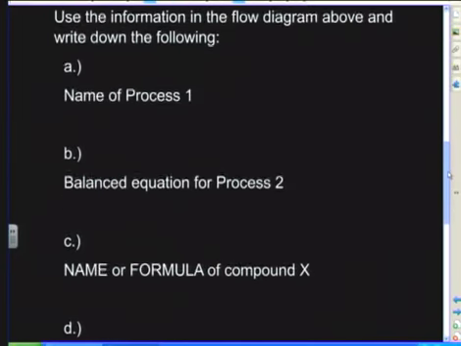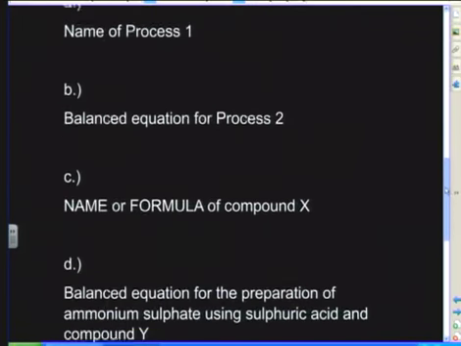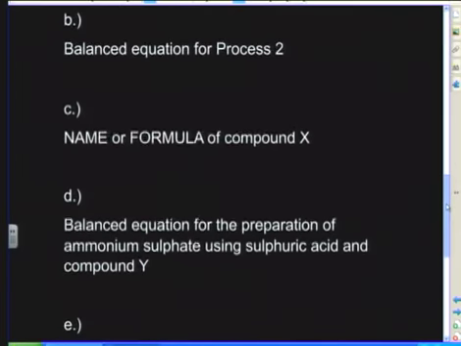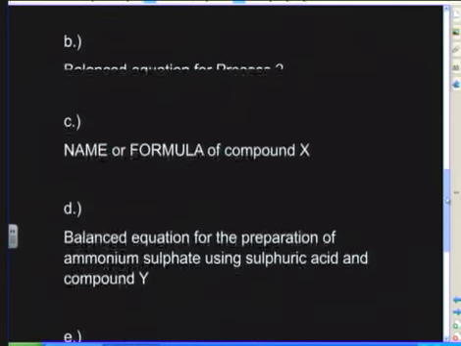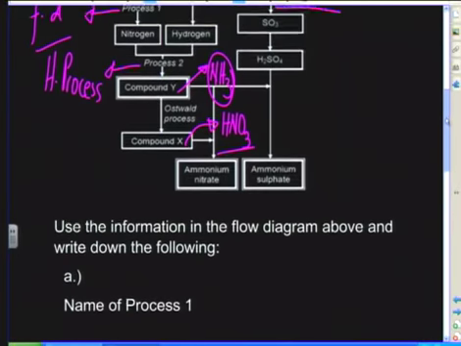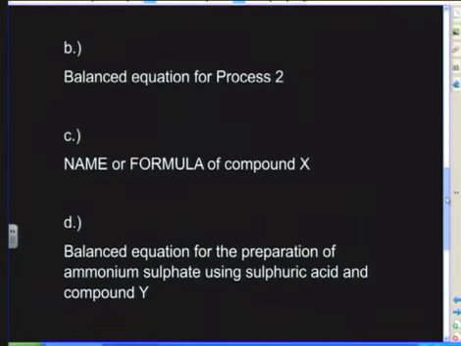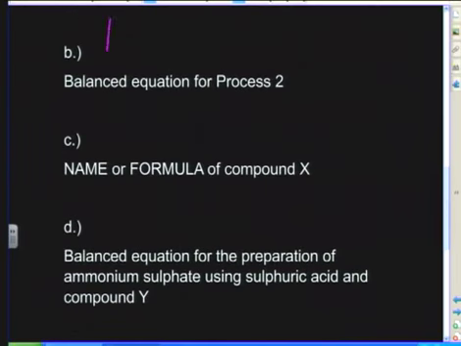So I have answered these questions here if you like, so I'm not going to do a lot, but let's come to B. Balance the equation for process 2. If you go back to the chart, process 2 is the one where ammonia is formed, is the Haber process. So you're going to have N2 plus H2 giving you NH3.